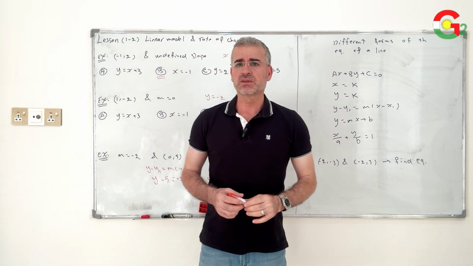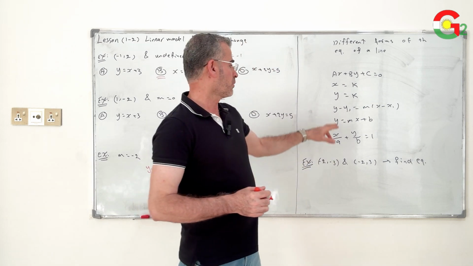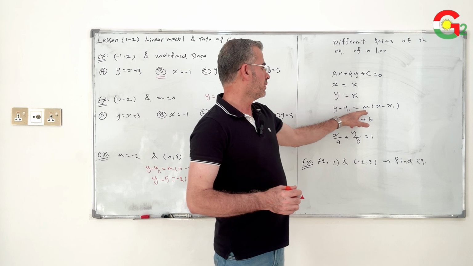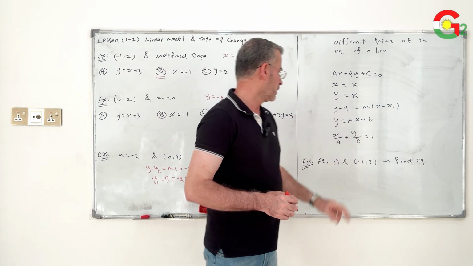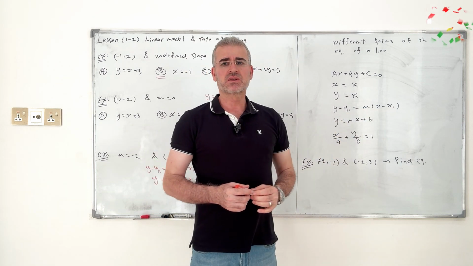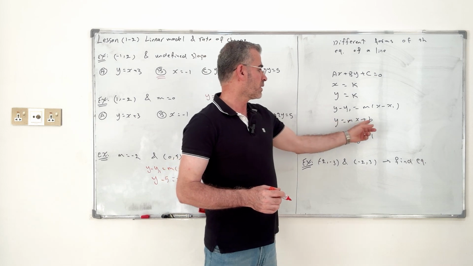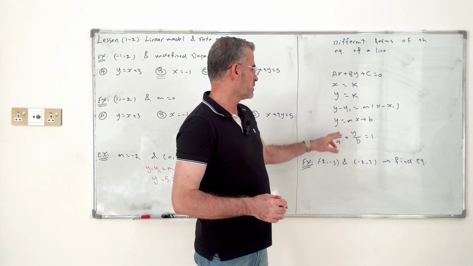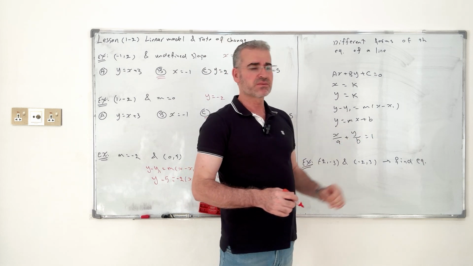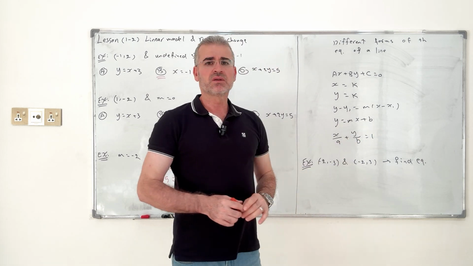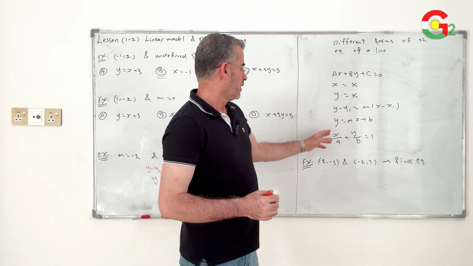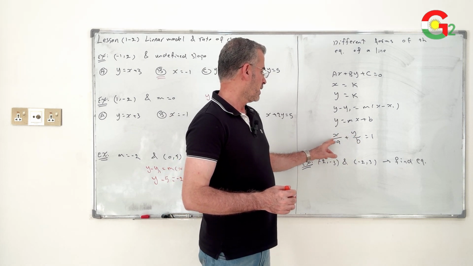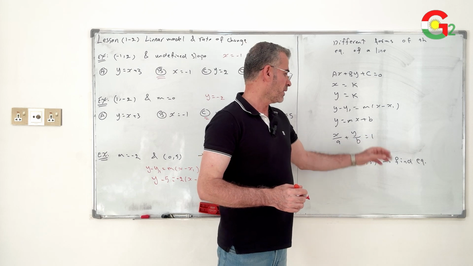The fourth one is called point-slope form, y minus y1 equals m times (x minus x1). The fifth one is called slope-intercept form. Here b is the y-intercept and m is the slope: y equals mx plus b. The last one is called the x-y intercept form. Here a is the x-intercept and b is the y-intercept: x over a plus y over b equals 1.